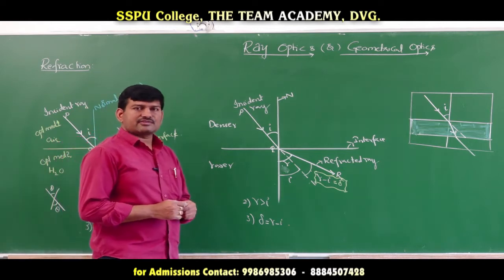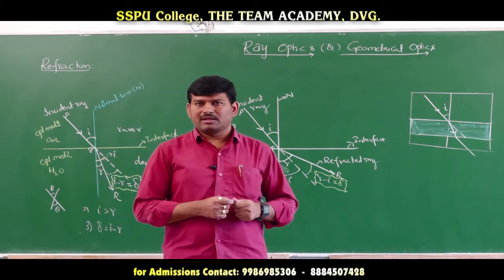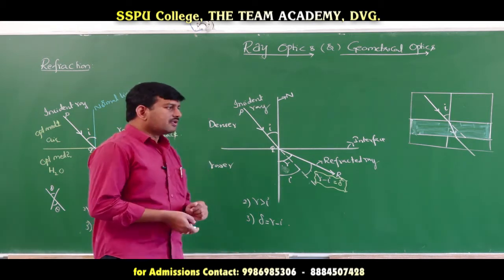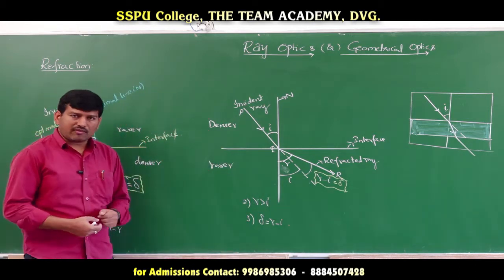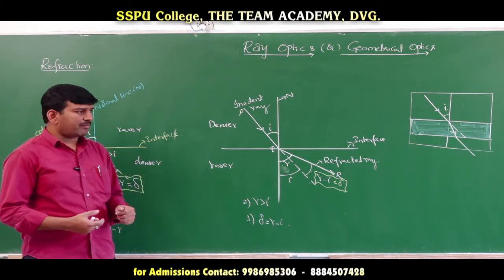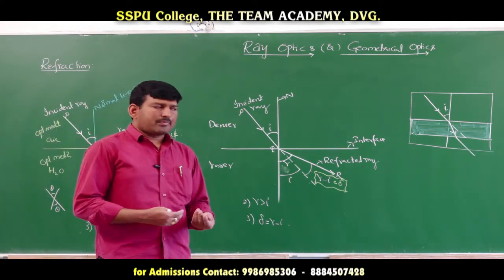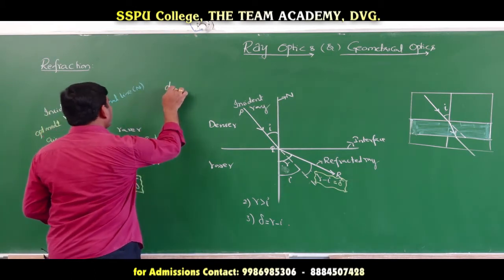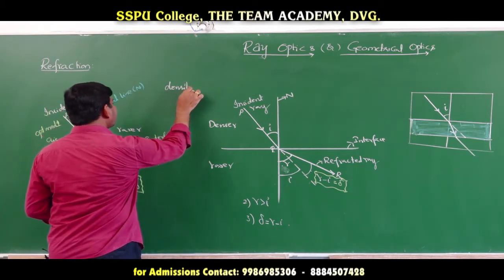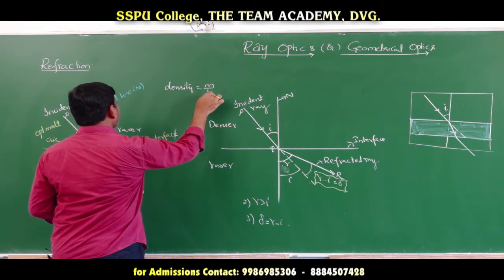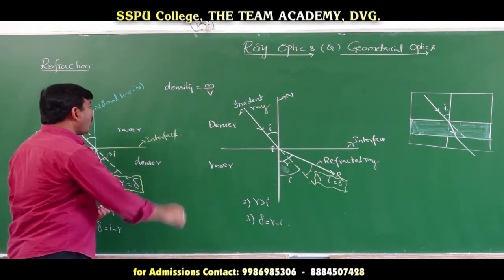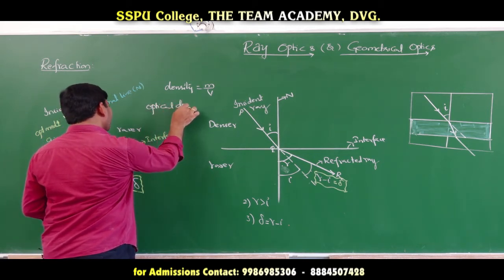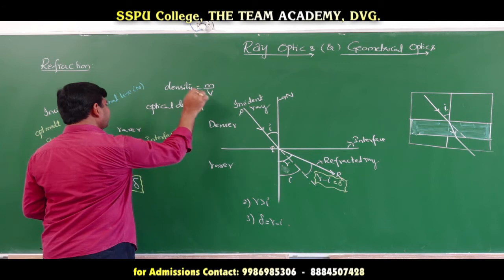General density refers to mass by volume. That density is different from optical density. Generally, what we studied so far, either in first year or in our previous classes or previous studies, what we know is density means mass by volume. But here density is not mass by volume. Here density refers to optical density. Optical density is different from the general density.